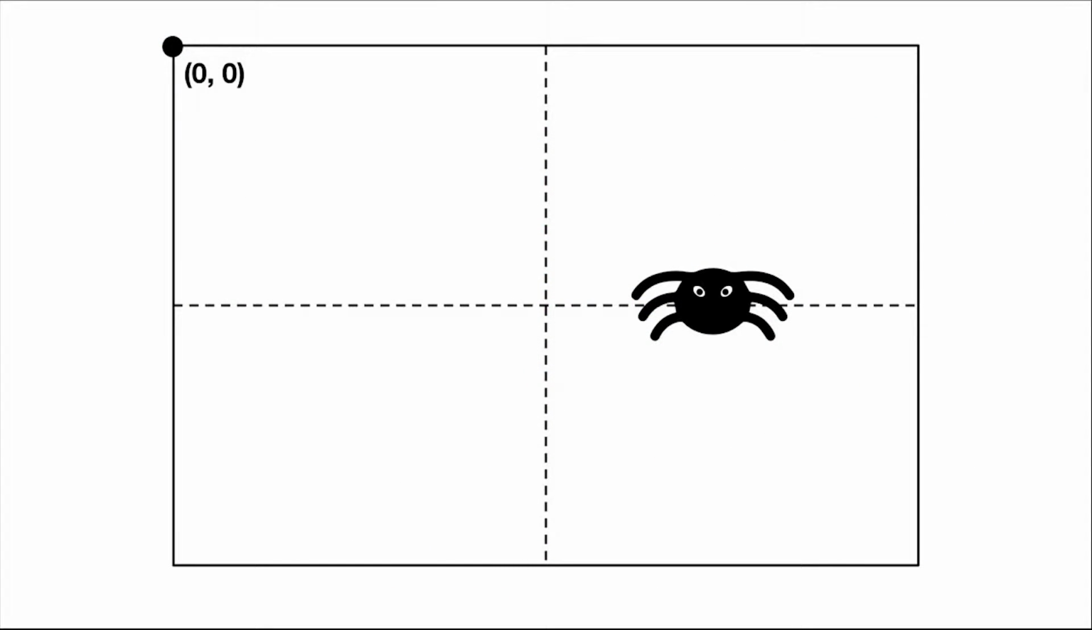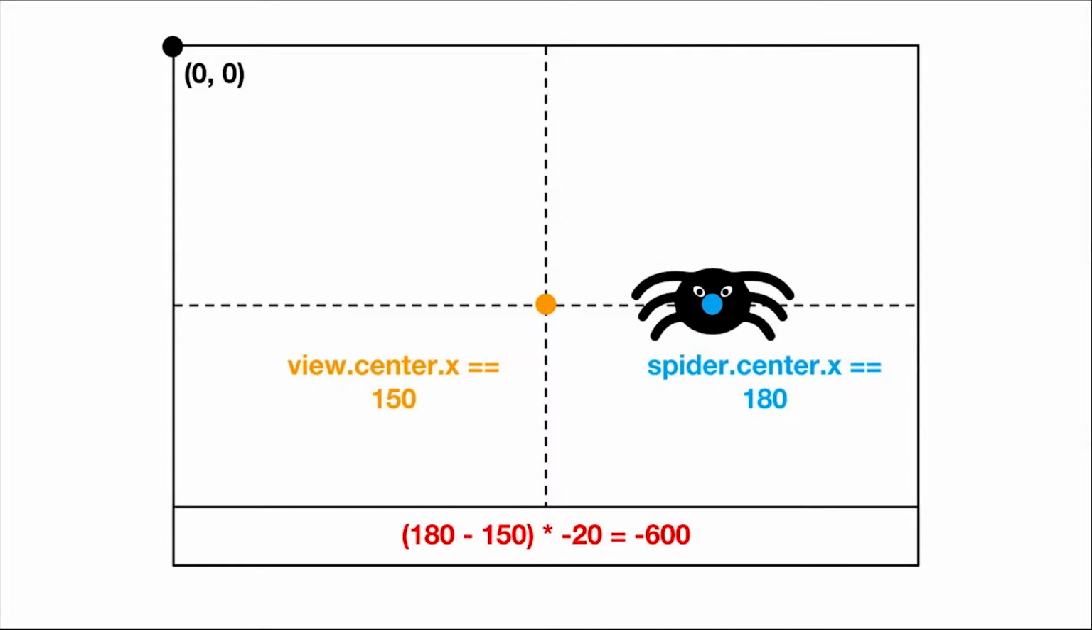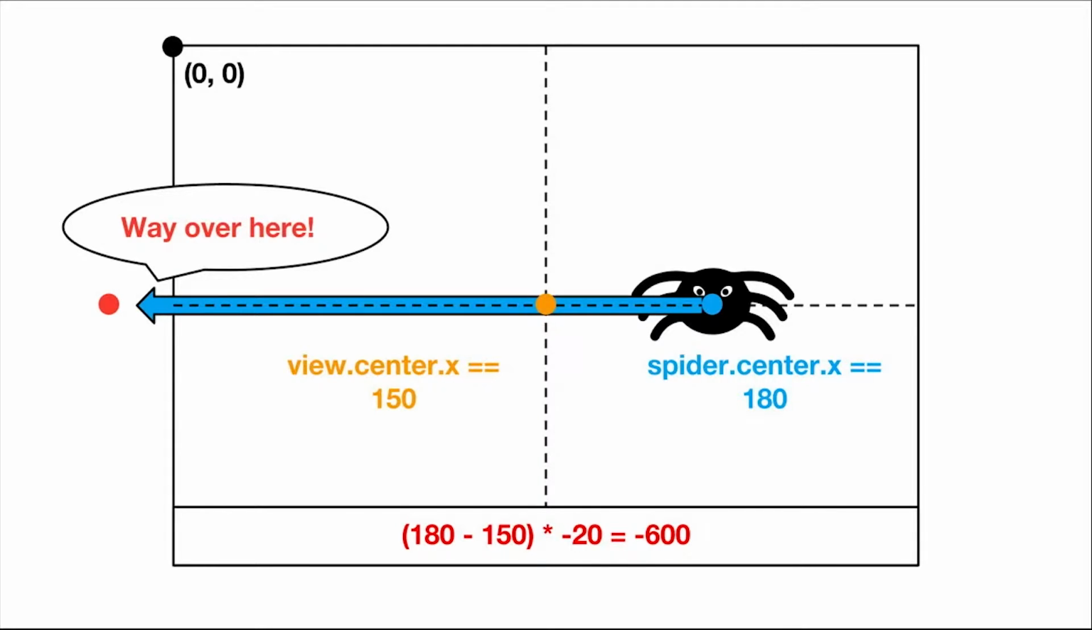So let's say that we have this fictitious view and spider, and that the spider's center x is maybe 180. And let's say the view center x is maybe 150. If we subtract these two values, we get +30, and if we multiply that by -20, we get -600. And with a new center value of -600, this would cause the spider to move all the way from where it currently is across the center to some point all the way over here on the left. So I think that's our problem.